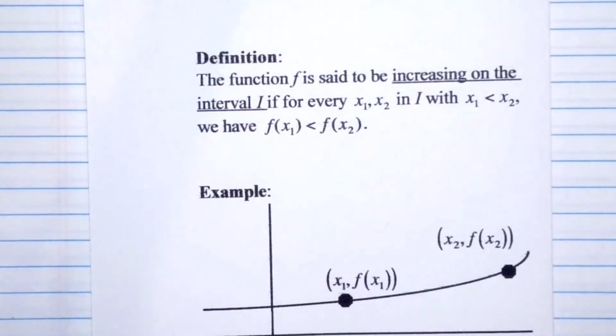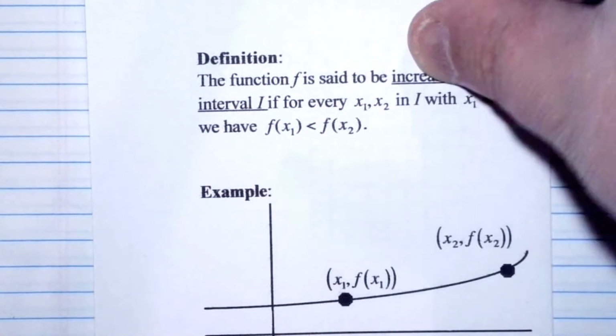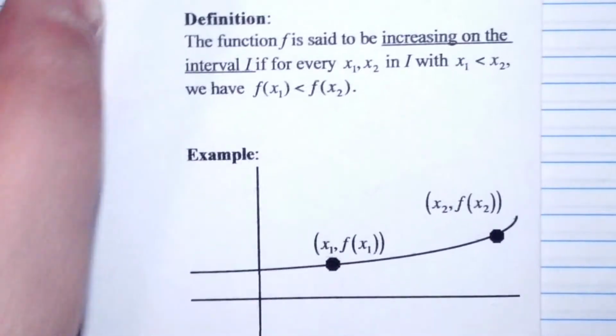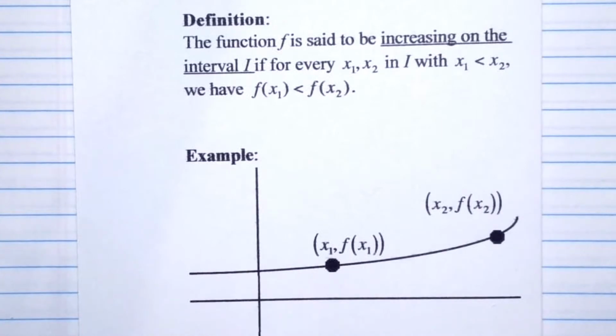So now we're going to talk about increasing and decreasing functions and the first derivative test. So we need to talk about what we mean by an increasing function. And here's the definition and a diagram. So a function f is said to be increasing on the interval I. We define what it means for a function to be increasing on an interval, not at a point.